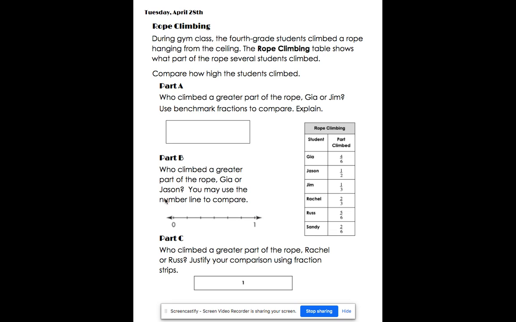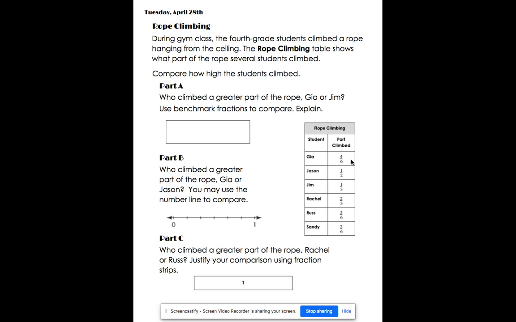Now, right here on part B, it says who climbed a greater part of the rope. You answer that up here. And it says you may use a number line to compare. So you might want to draw out some number lines and split it up accordingly. Okay? And then part C says who climbed a greater part of the rope, Rachel or Russ, and you have to justify.